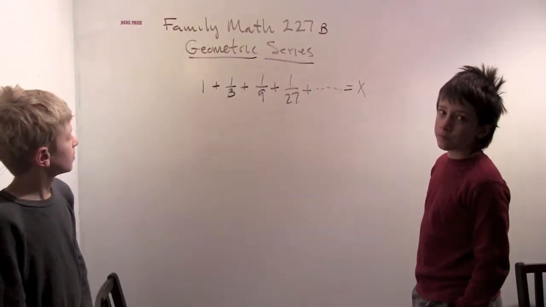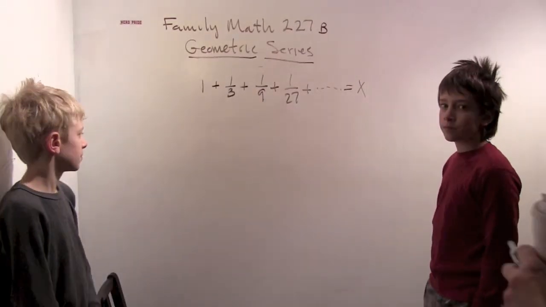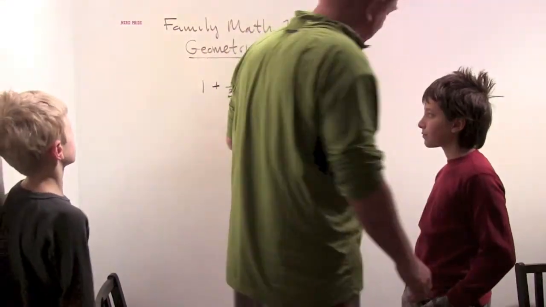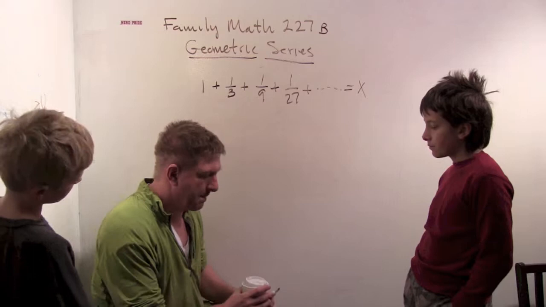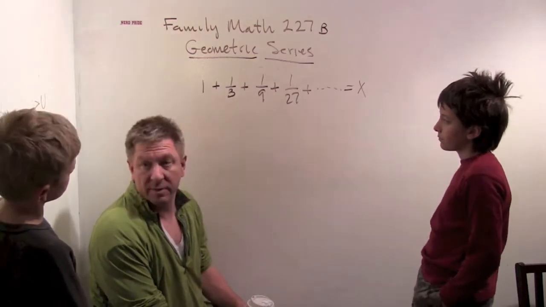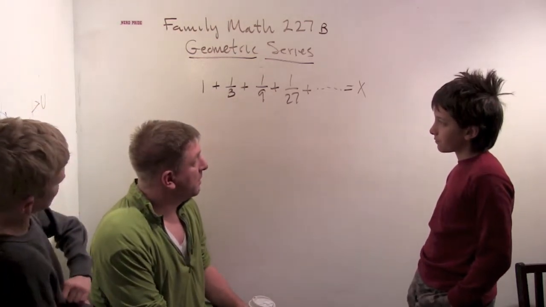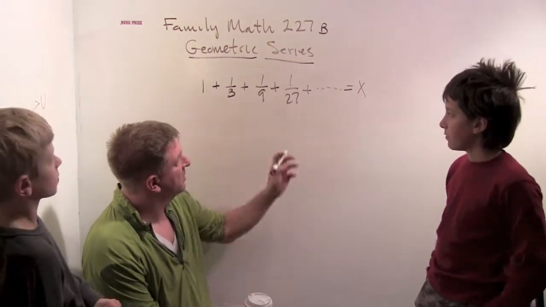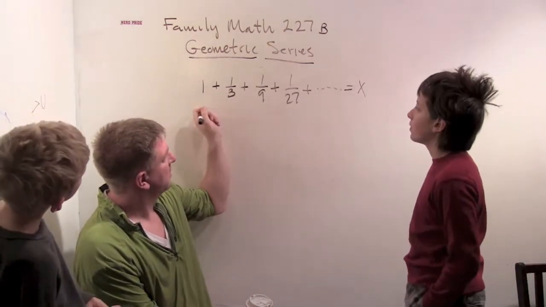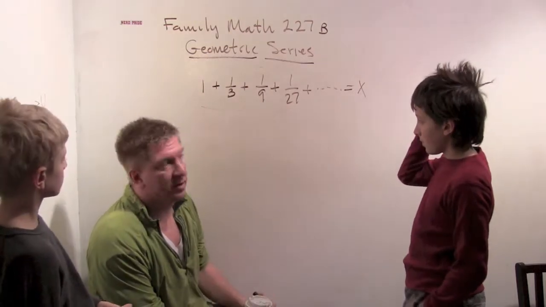Okay, so the next thing we're going to look at is this series, 1 plus a third plus a ninth plus a 27th. I don't know if we've ever looked at this series before. But before we go through the math, I'd like you to take a guess as to what this side converges to before we go through the calculation.